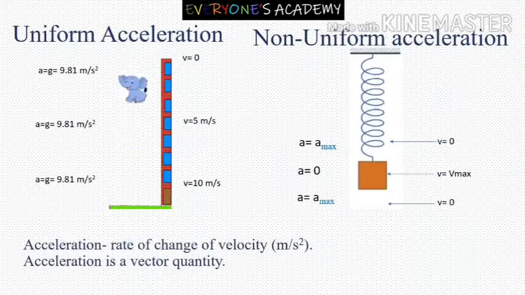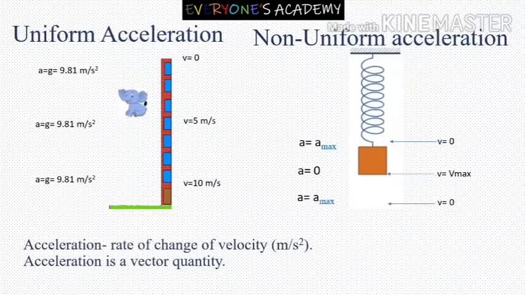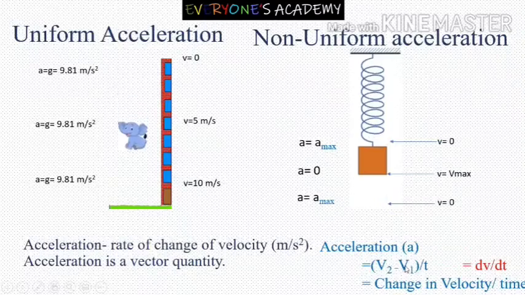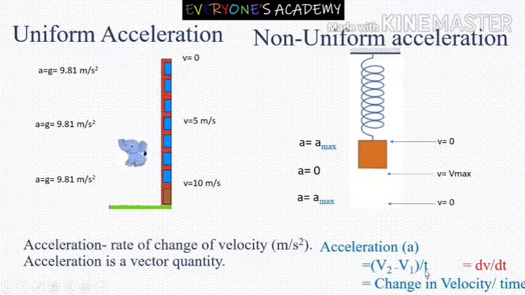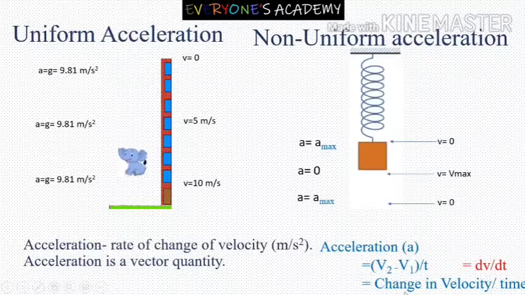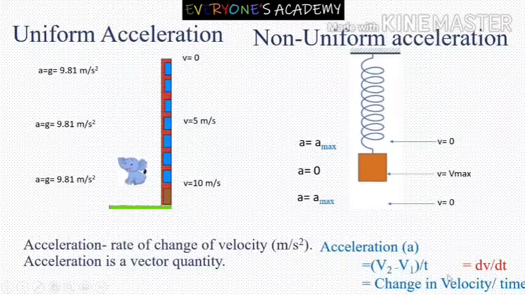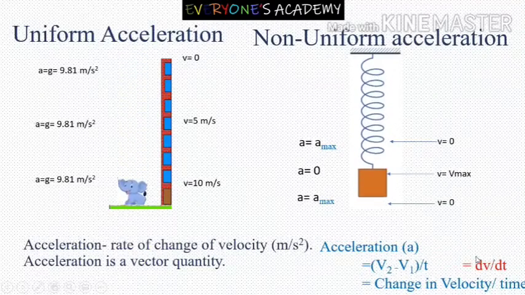Here is the definition for acceleration, that is rate of change of velocity, and acceleration is a vector quantity. To find out the acceleration, we can use this formula, that is acceleration equals v2 minus v1 divided by time, that is change in velocity divided by time. There is another definition for acceleration, or by using the derivative concept we can also find out the acceleration.